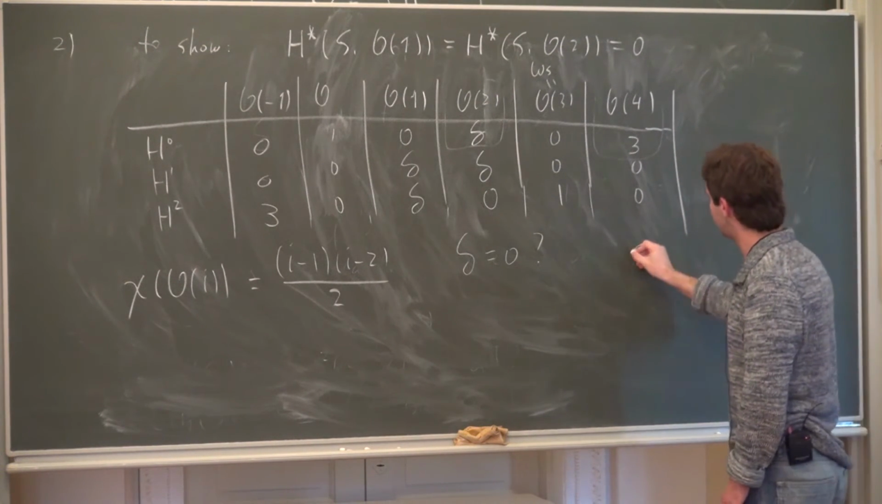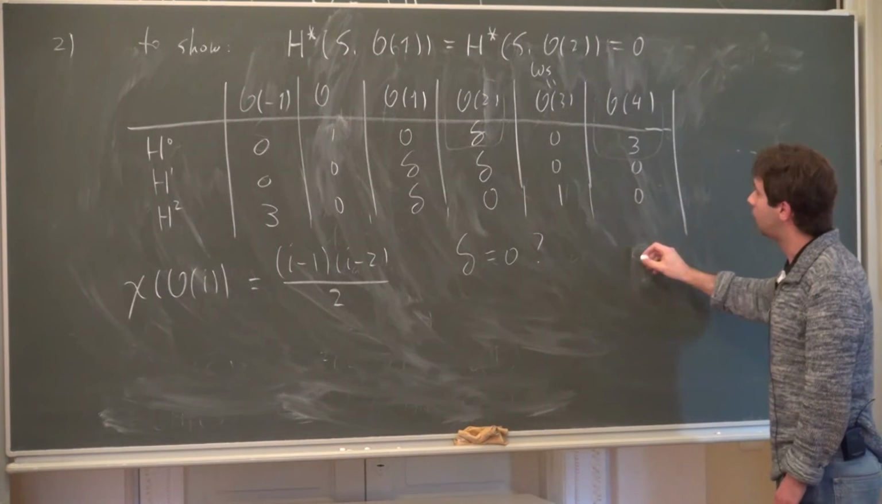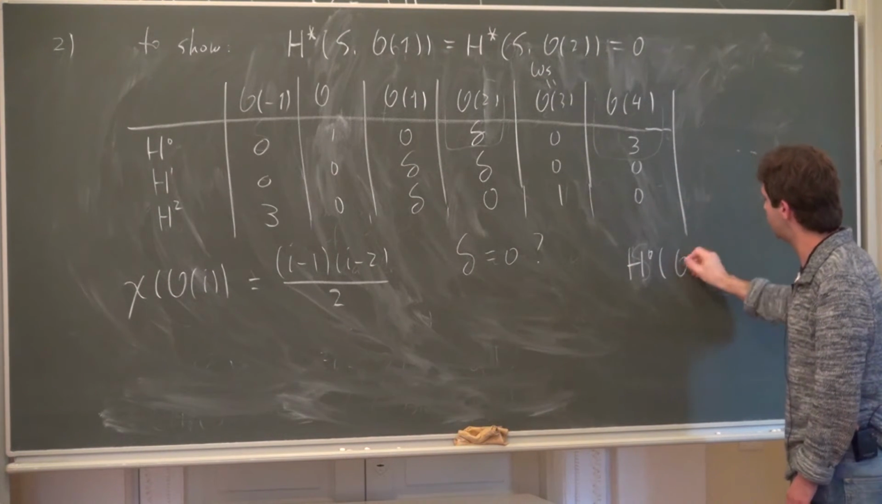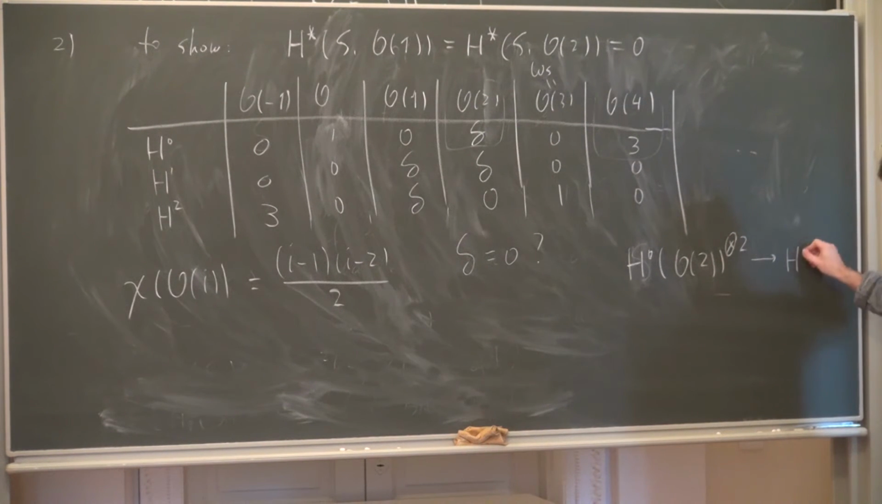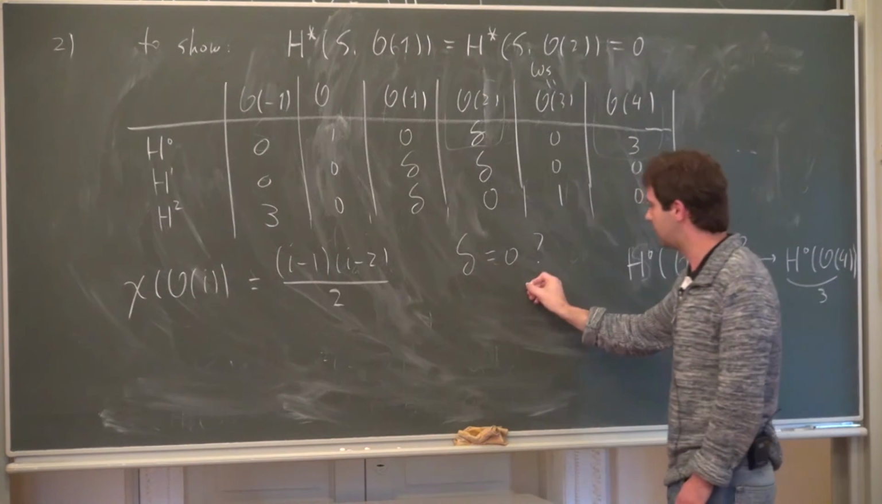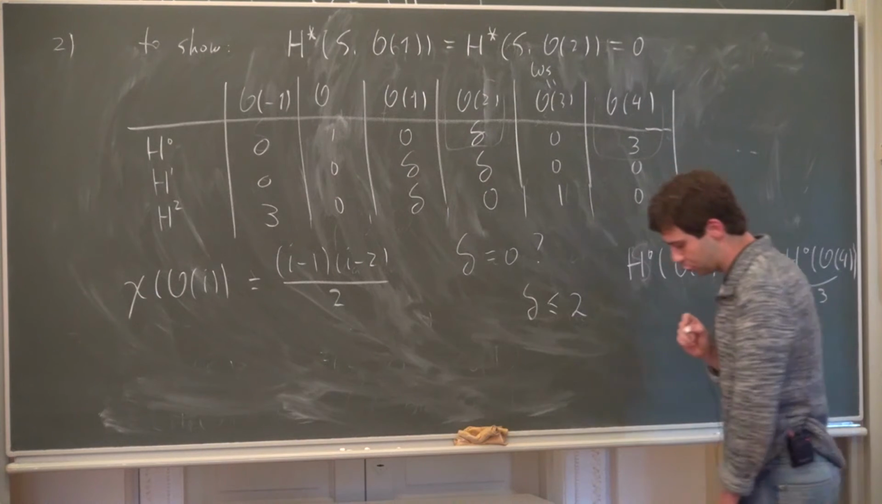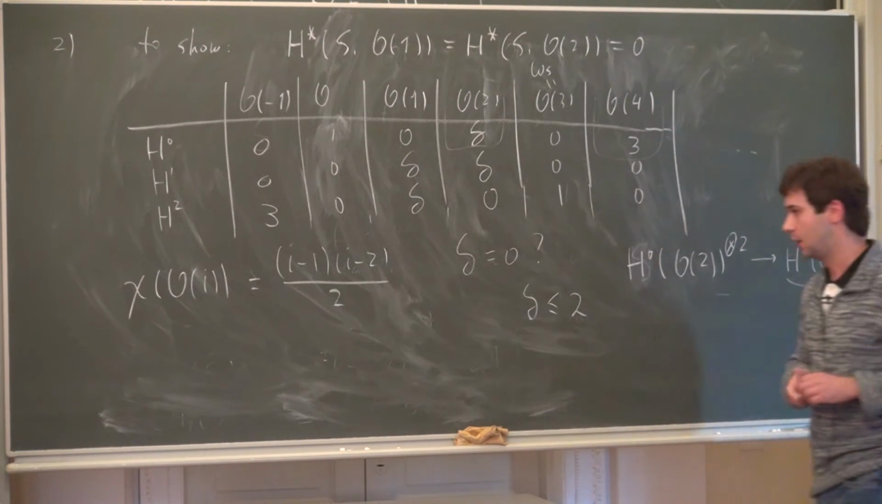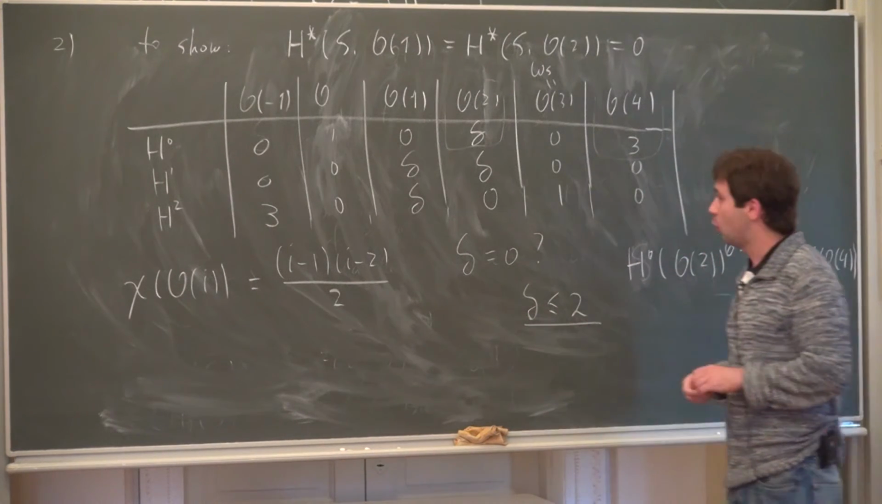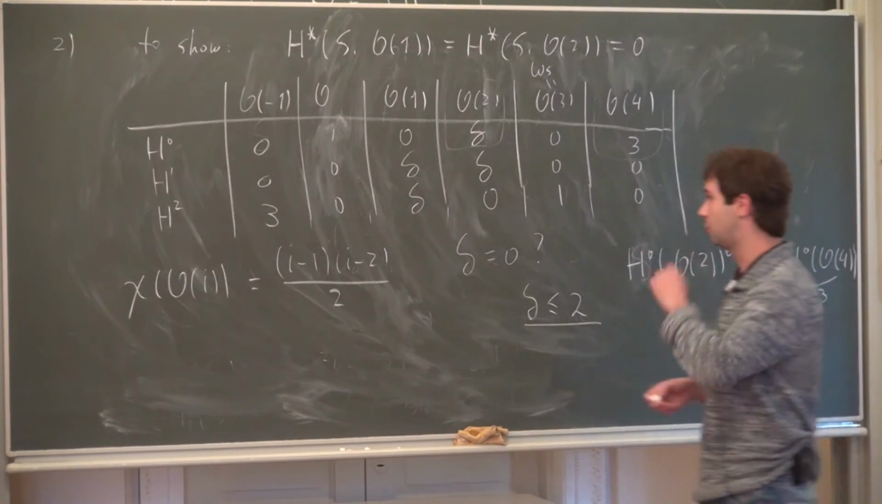What we'll use is this map from the global sections of O2 twice to the global sections of O4. One can estimate the image of this. The image cannot be too small. In particular, this is 3-dimensional. This shows that delta is no more than 2. One can make this computation: if there are more than 2 sections, then there will be too much here. So this delta is 0, 1, or 2, and in this case we prove it is 0 as follows.